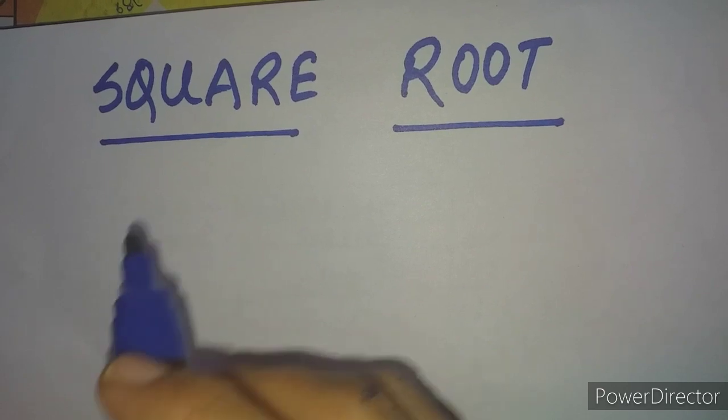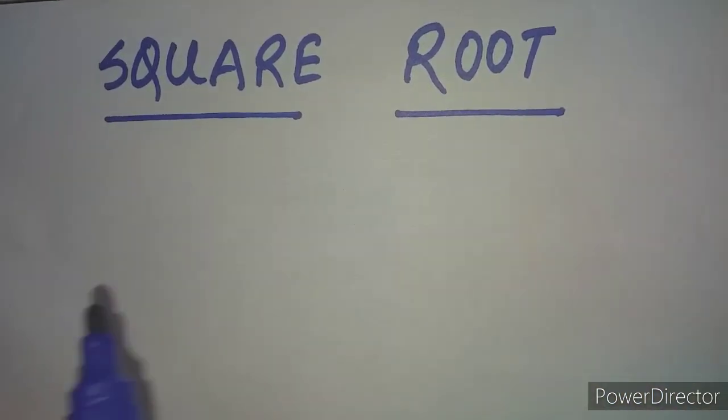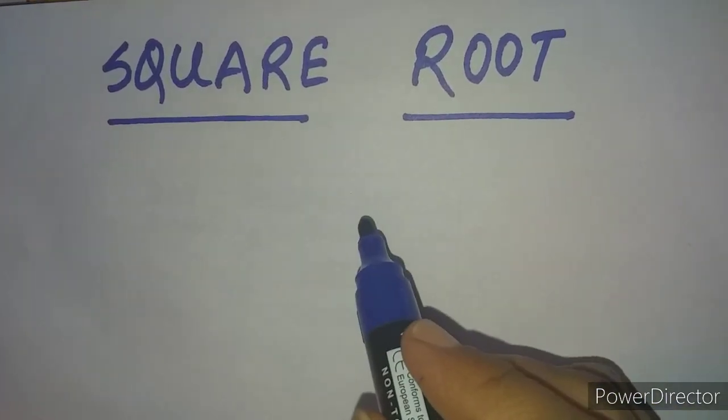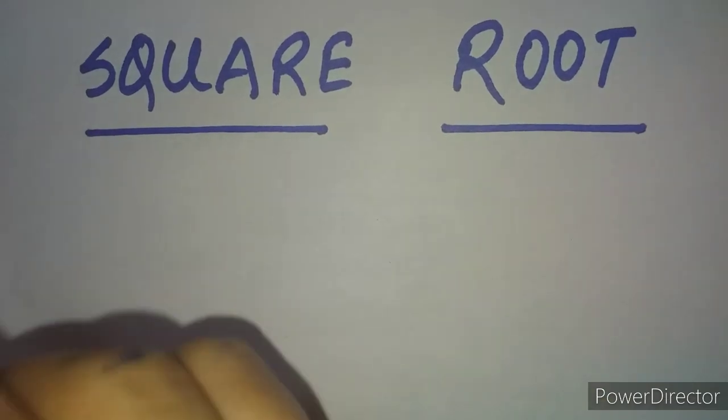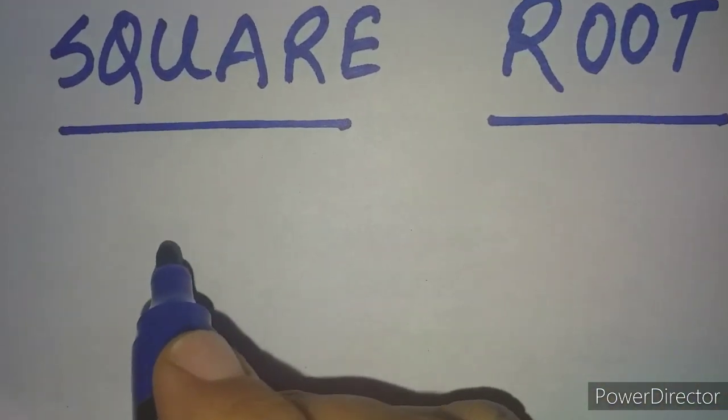Now the next topic is square root. Square and square root are both interrelated terms. If your square is correct, you can very well find the square root of that number. So for square root also, I will start by writing the squares of some numbers.